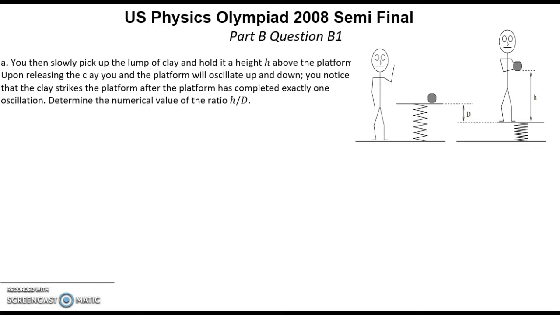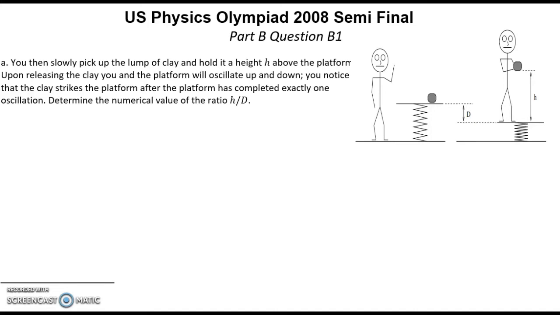Question A. You then slowly pick up the lump of clay and hold it at height h above the platform. Upon releasing the clay, you and the platform will oscillate up and down. You notice that the clay strikes the platform after the platform has completed exactly one oscillation. Determine the numerical value of the ratio h over d.